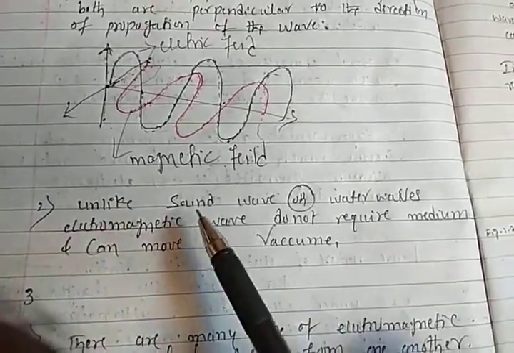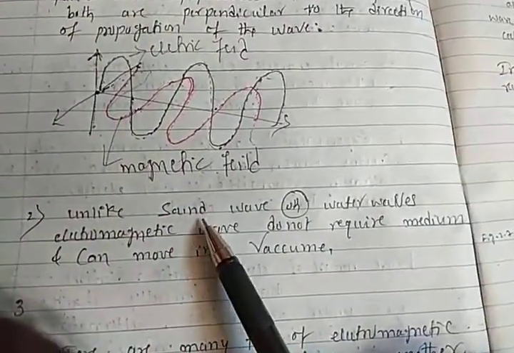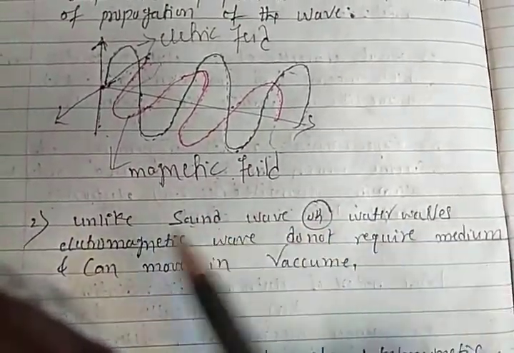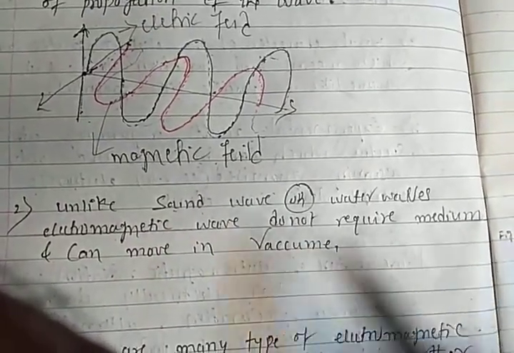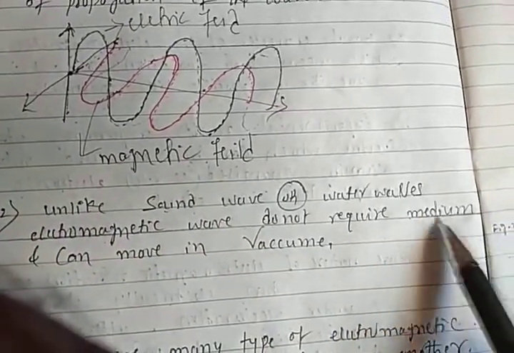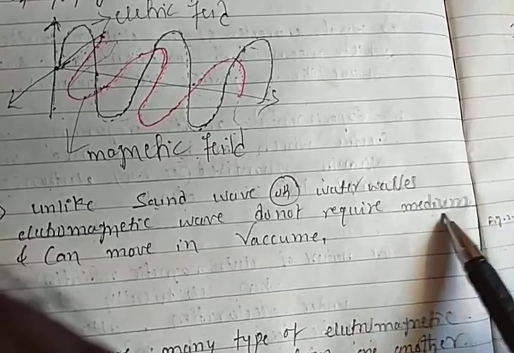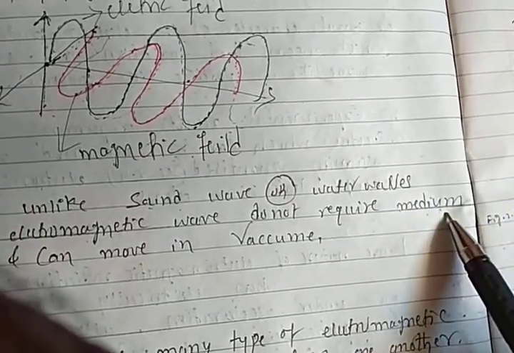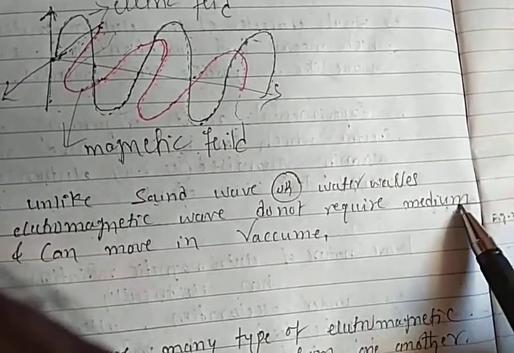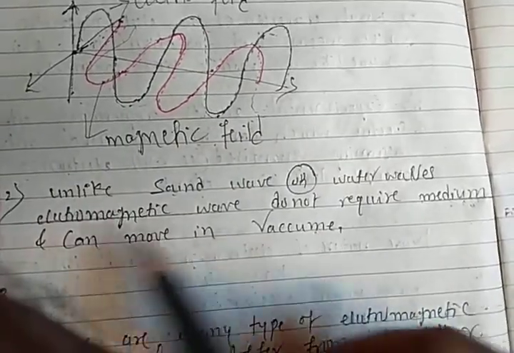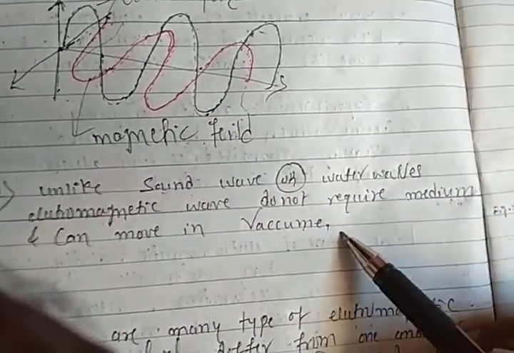Unlike sound waves and water waves, electromagnetic waves do not require any medium. They cannot require any light medium, sound medium, or water medium. They travel in vacuum also, and emit radiation in vacuum also.